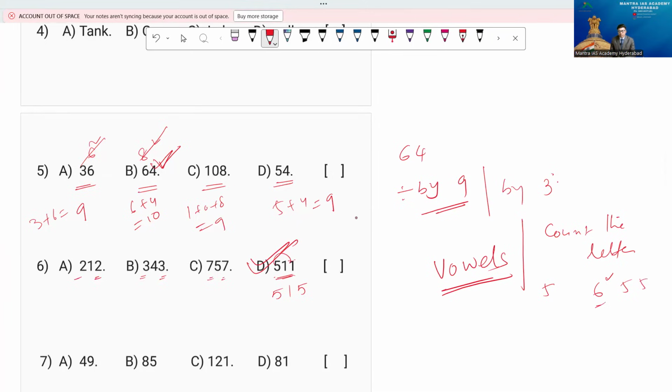And whenever you don't have any other things, what do you check? Check the existence of vowels. You know, A, E, I, O, U, right?